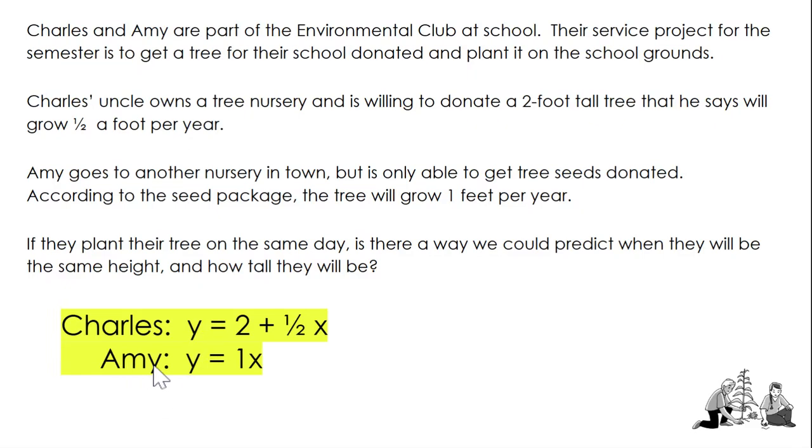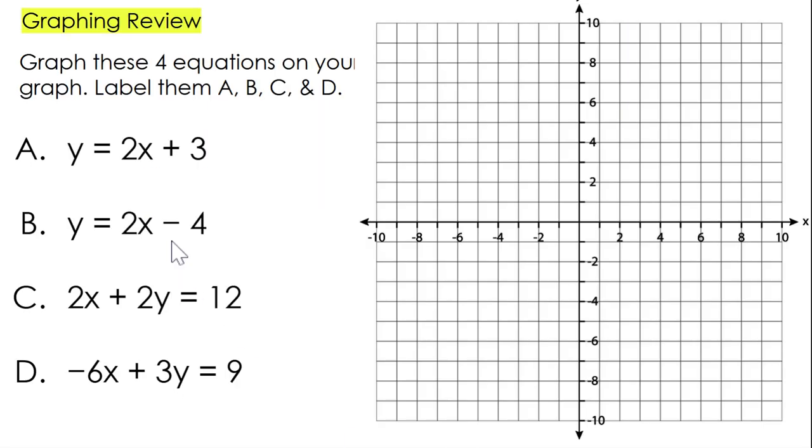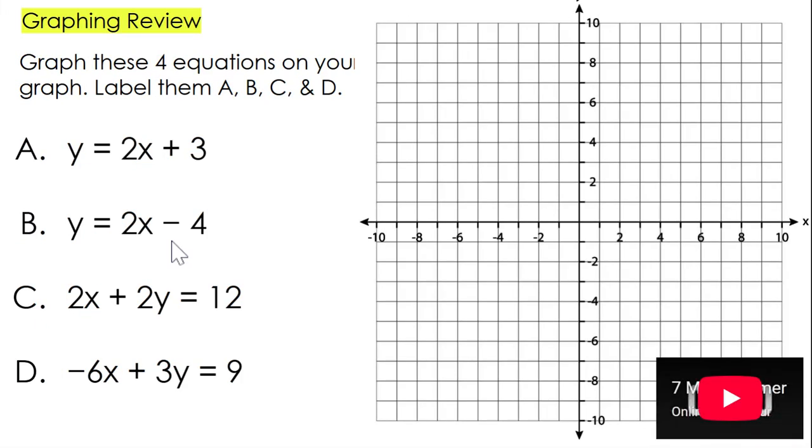Amy has seeds that are starting at nothing but growing 1 foot per year. So 1 times the number of years equals height. We use a system to figure out when could they be the same height and how old will they be. So here's 3 different lines that you can graph on your own.